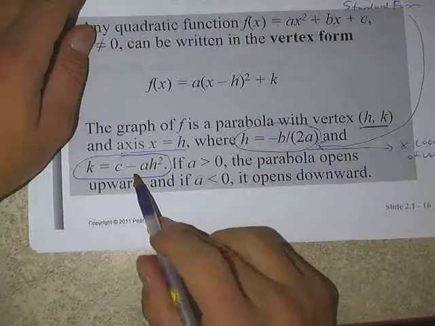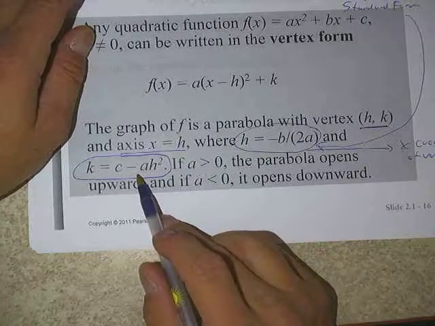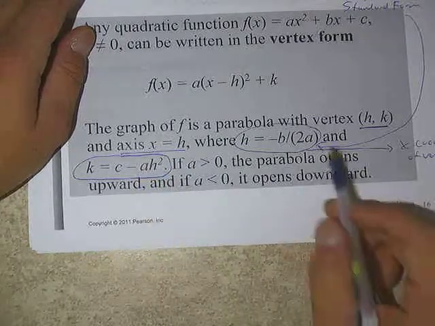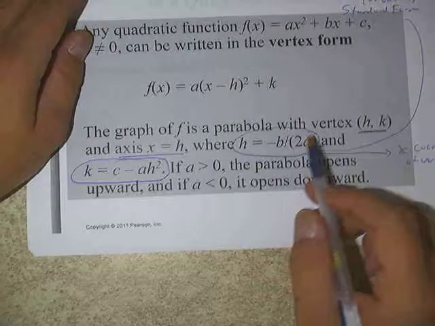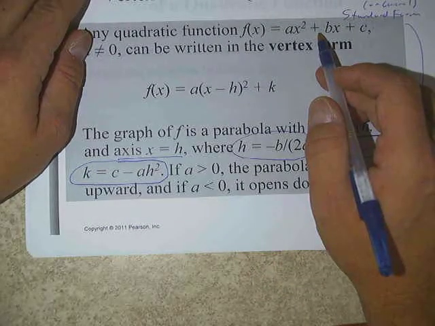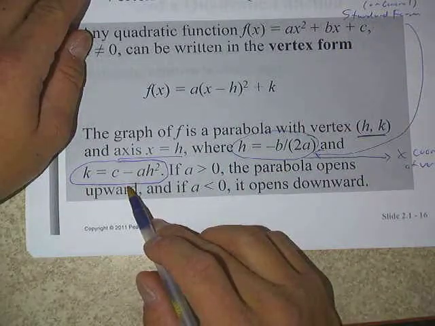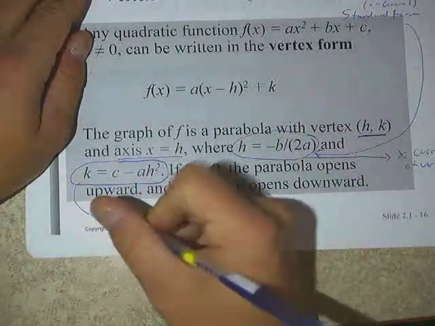Is the k equals c minus ah squared? Yep, I'm going to talk about that in just a second. Ultimately, again, we talked about this. If it's in standard form, we can find the x-coordinate of the vertex. The y-coordinate of the vertex, which is k for us, we can find by doing c minus ah squared. Now, you can use this if you'd like to.